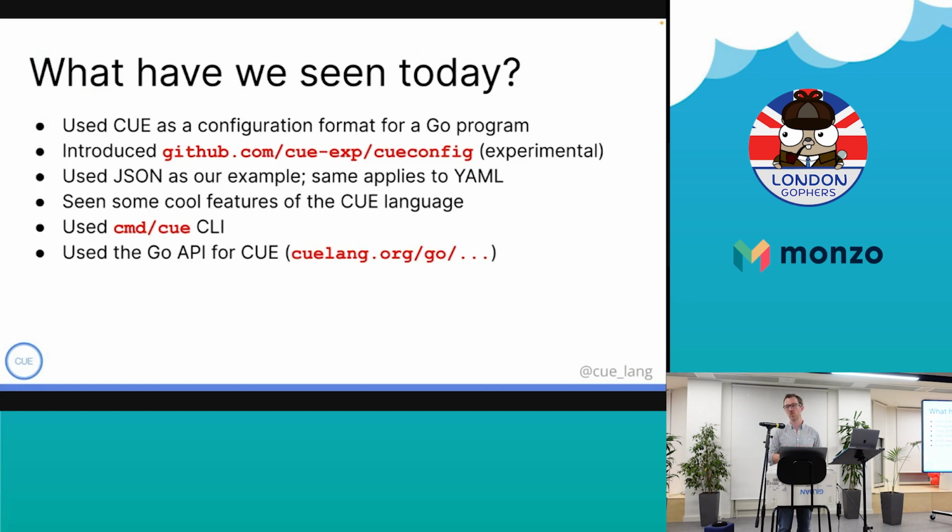And as we saw today, qconfig is an experimental package that allows you to take an existing Go program and easily load JSON or YAML configuration as part of that. We also saw the Q command line interface. And you implicitly saw us using the Q Go API. It was hidden away behind the qconfig package. If the qconfig package graduates out of being experimental, then you'll see that you're actually using the Go API for Q as well. So Q has lots of different facets.